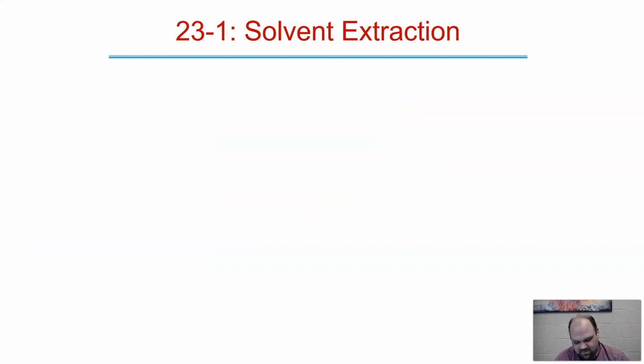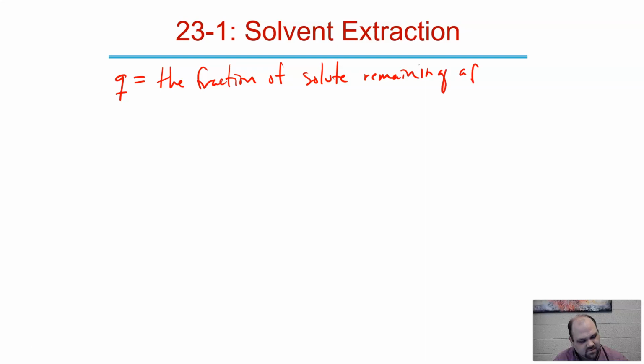Okay. The textbook goes through this derivation more completely. So if you want to look at that, do look at that. But we're going to use Q as the fraction of our solute, S, that remains after extraction. Okay. And if it's remaining, obviously that's in solvent 1.